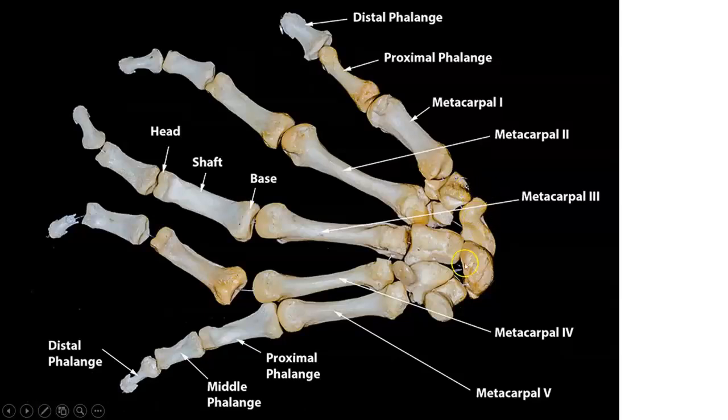Finally, we're going to look at the hand. There are 8 carpals altogether. The bones here are the metacarpals, named in order 1, 2, 3, 4, and 5, starting on the thumb side, with the metacarpal that articulates with the phalanges of the thumb. There's a proximal phalange and a distal phalange. The rest of these finger bones or phalanges have a proximal, middle, and distal phalange, 3 in each.